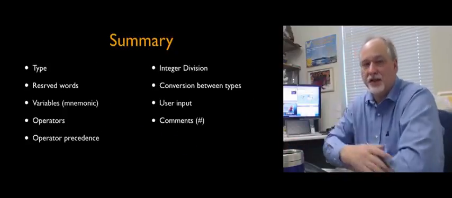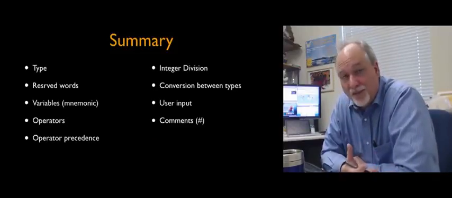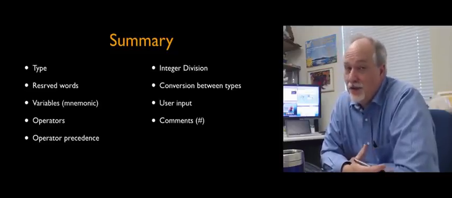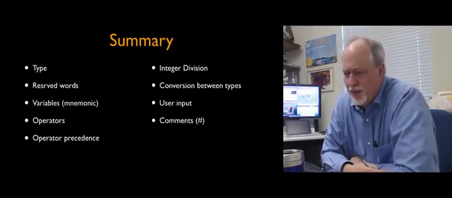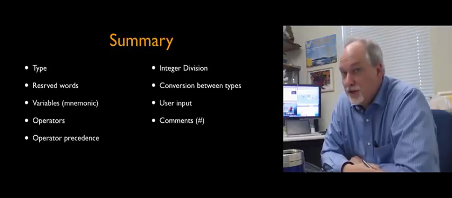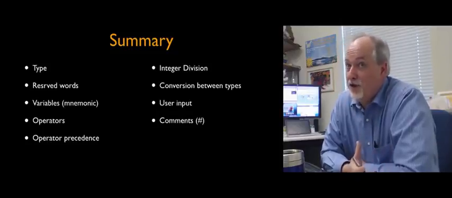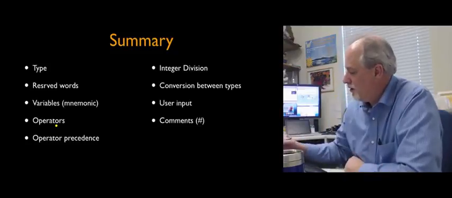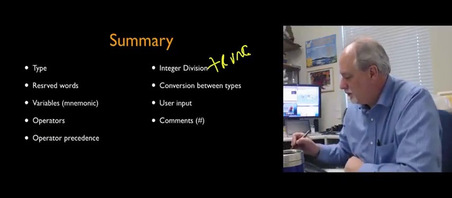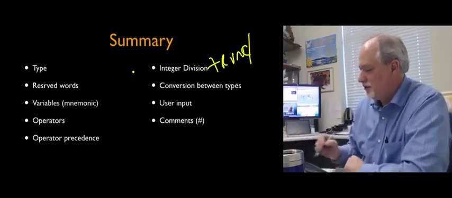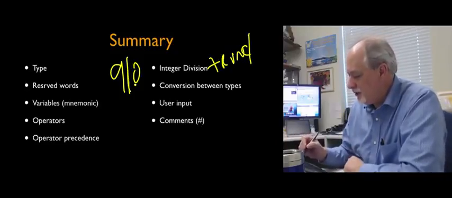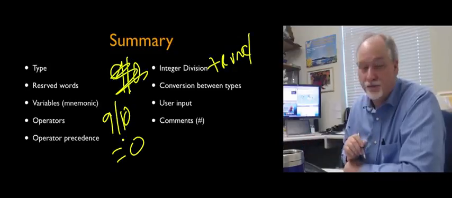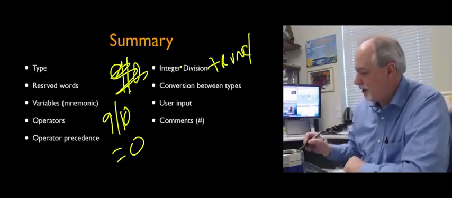So this is the end of Chapter 2. We talked about types, reserved words, variables, the mnemonic, how you choose variable names. We'll hit this a couple more times because choosing variable names is always problematic. Operators, operator precedence, which just means like does multiplication happen before plus, parentheses. Integer division is a little weird because it truncates, right? 9 over 10 equals 0. That's the integer division truncating.